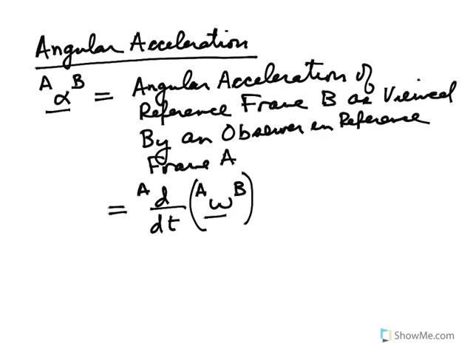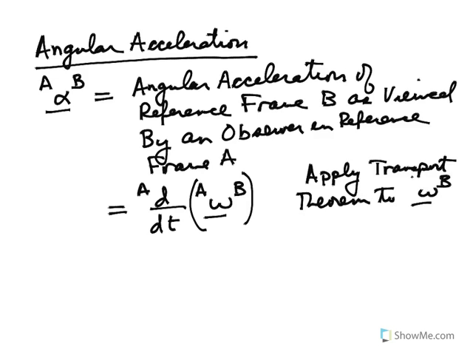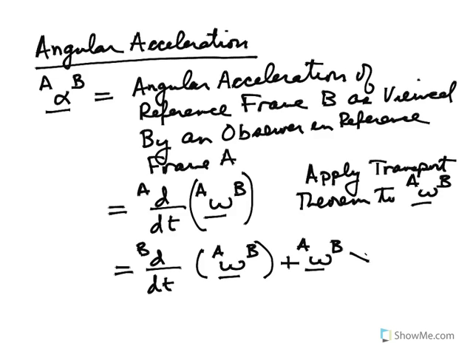Now you'll notice something about this quantity. Let's suppose that I apply the transport theorem to omega BA. So now apply the transport theorem to the vector omega BA. And look what we get. We get that the rate of change in frame A of omega BA is equal to its rate of change in frame B plus omega BA crossed with omega BA. But we know that omega BA crossed with omega BA is 0 because the vector product of any vector with itself is 0. So that term drops out.